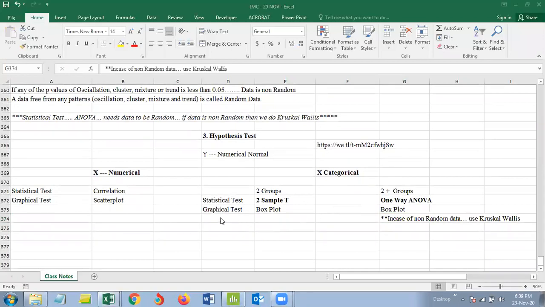Would request you to please confirm. In case we are okay with it, we shall move to the next one. Is it clear to everyone, the Kruskal-Wallis?